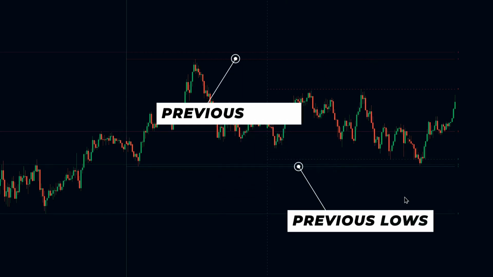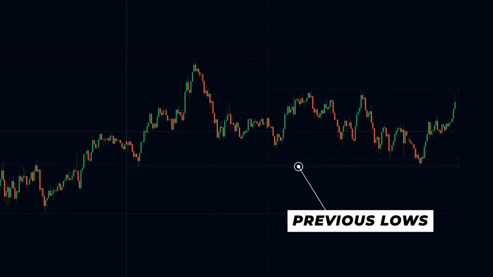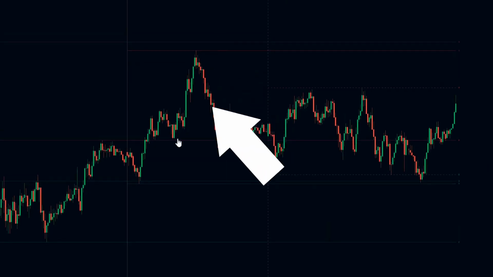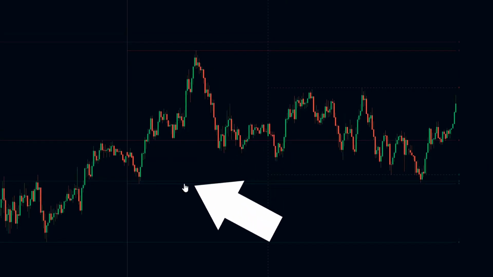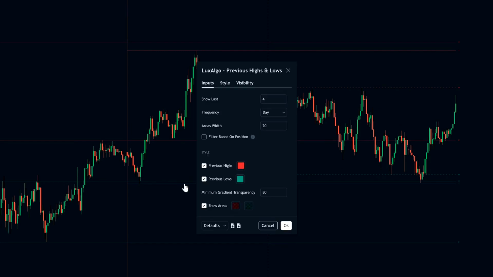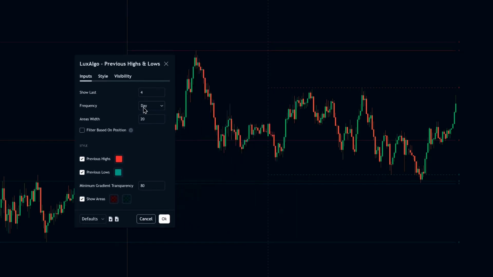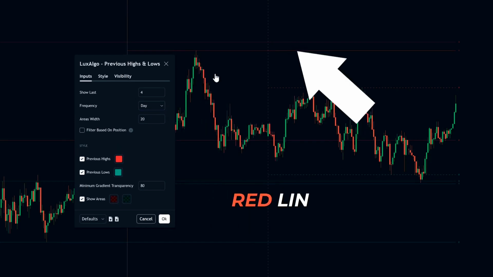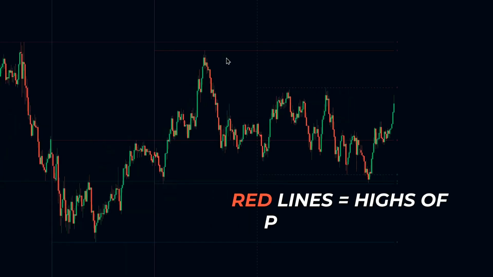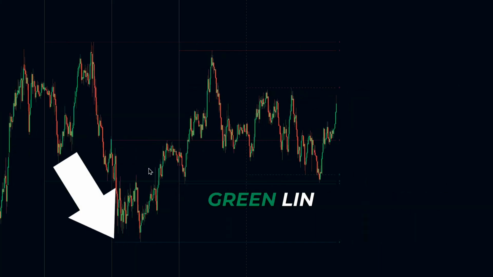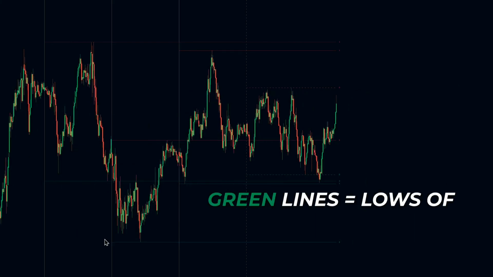But let's dig deeper. By default, this indicator pulls data from the daily time frame, showing the highs and lows for the past 4 days. You'll see numbers next to these lines indicating how far back each level goes. For instance, 0 represents today's high or low, 1 is yesterday, and 2 is the day before yesterday. These labels help you quickly identify the levels without second guessing.